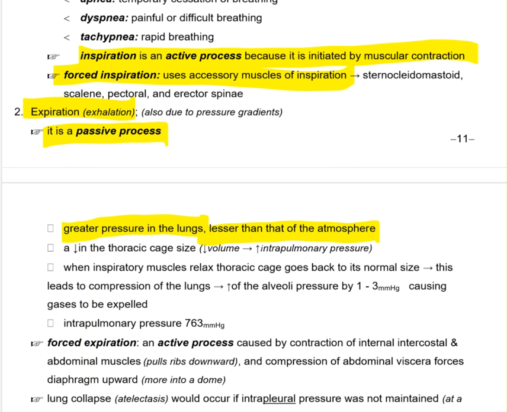Because the thoracic cage has a lot of air in it, carbon dioxide is loading into the cage for exhaling, and we relax our muscles, all right? So when the inspiratory muscles relax, the thoracic cage will go back to its normal size. So if we decrease the cage size, volume goes down, but the pressure increases, right?